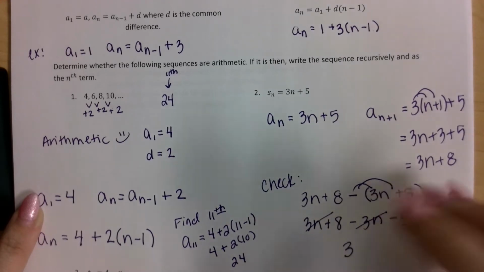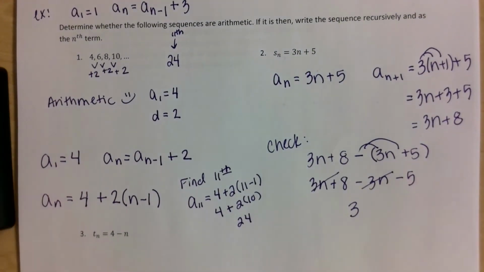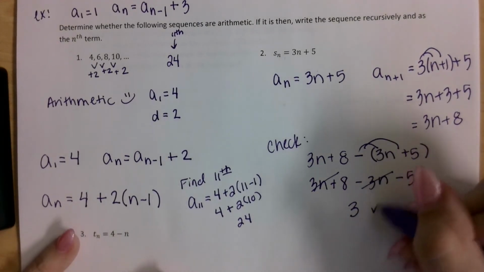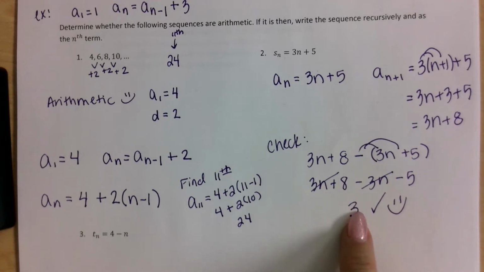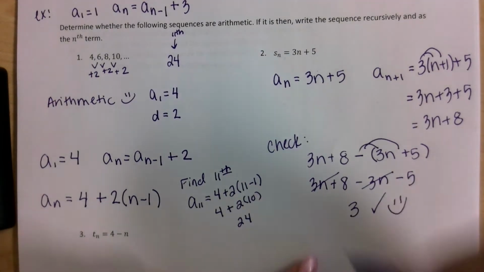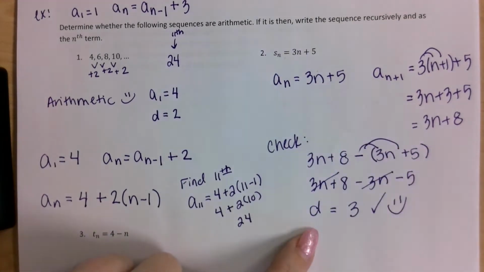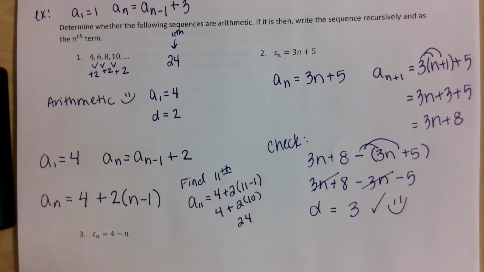Now, because this is just a constant, it's just a number, that does mean that it's arithmetic. So it is arithmetic because I just got a constant here. If I would have gotten like n minus 2 or something, then it would not be arithmetic. So that's also what our common difference is. So our common difference is 3.